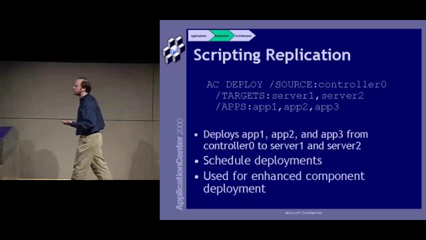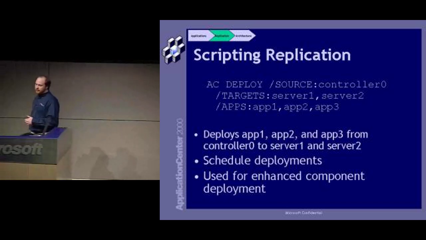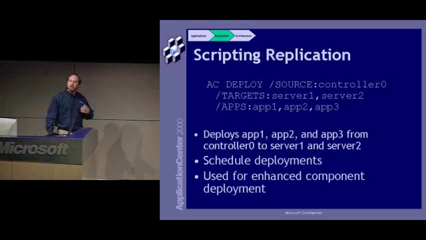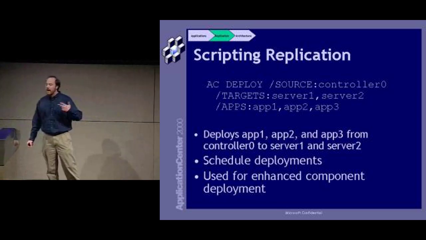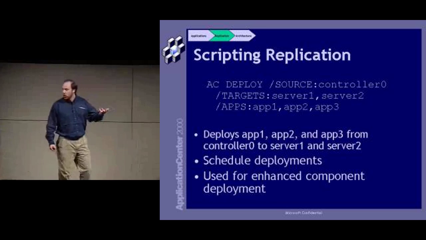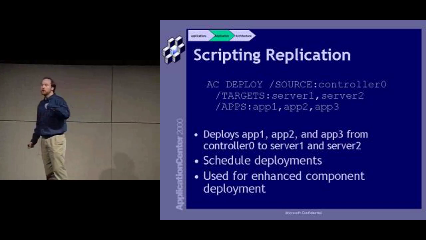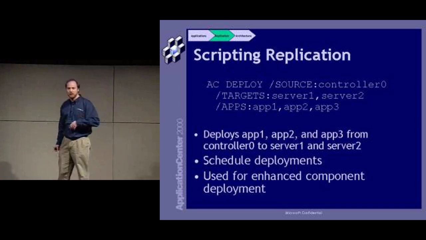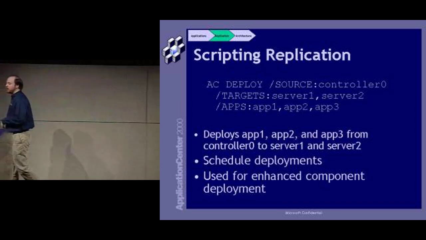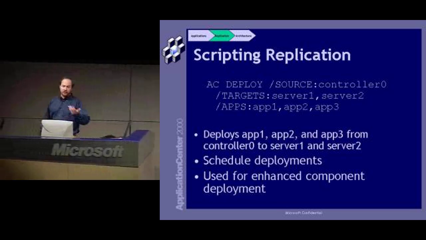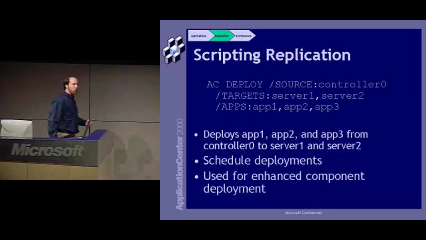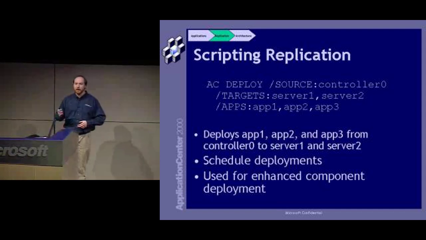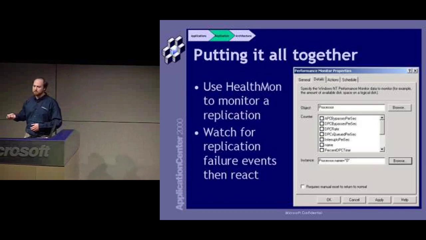So it can save you a lot of work. In this example, this AC deploy command will deploy an application. In this case, it's 3 apps, apps 1, 2, and 3, from the controller 0 to 2 targets, server 1 and server 2. So again, this is great for you guys to be able to use so that you can schedule deployments, and also so you can enhance your own component deployment story, which I think is going to be really handy for a lot of you.